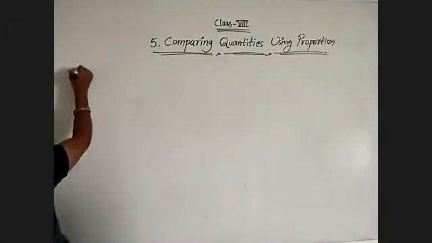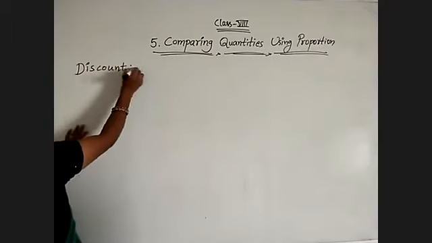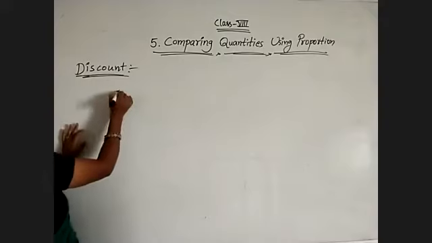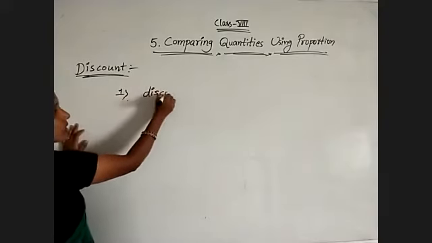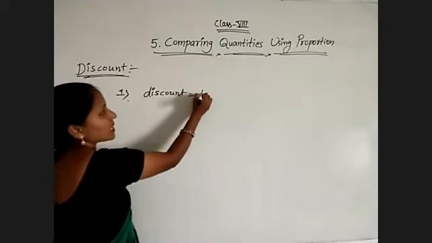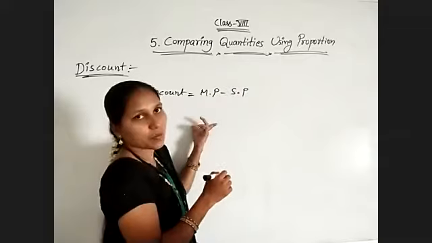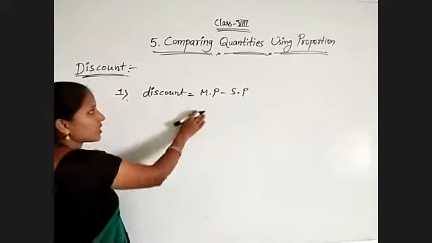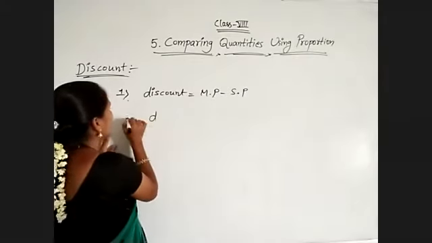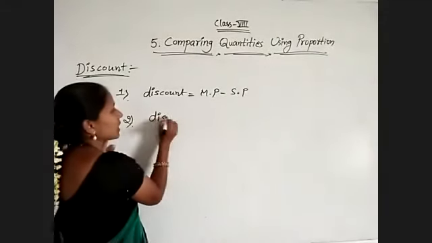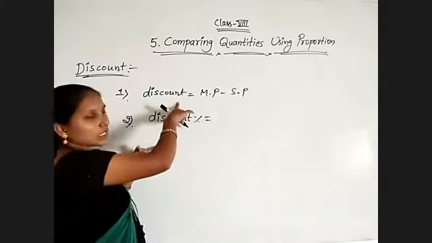Discount. So the problems related to discount are, first one is the discount formula. Discount is equal to original price minus given price, that is MP minus SP. And from this we have one more formula, that is discount percentage, the percentage of discount. How much percent? This is a number.